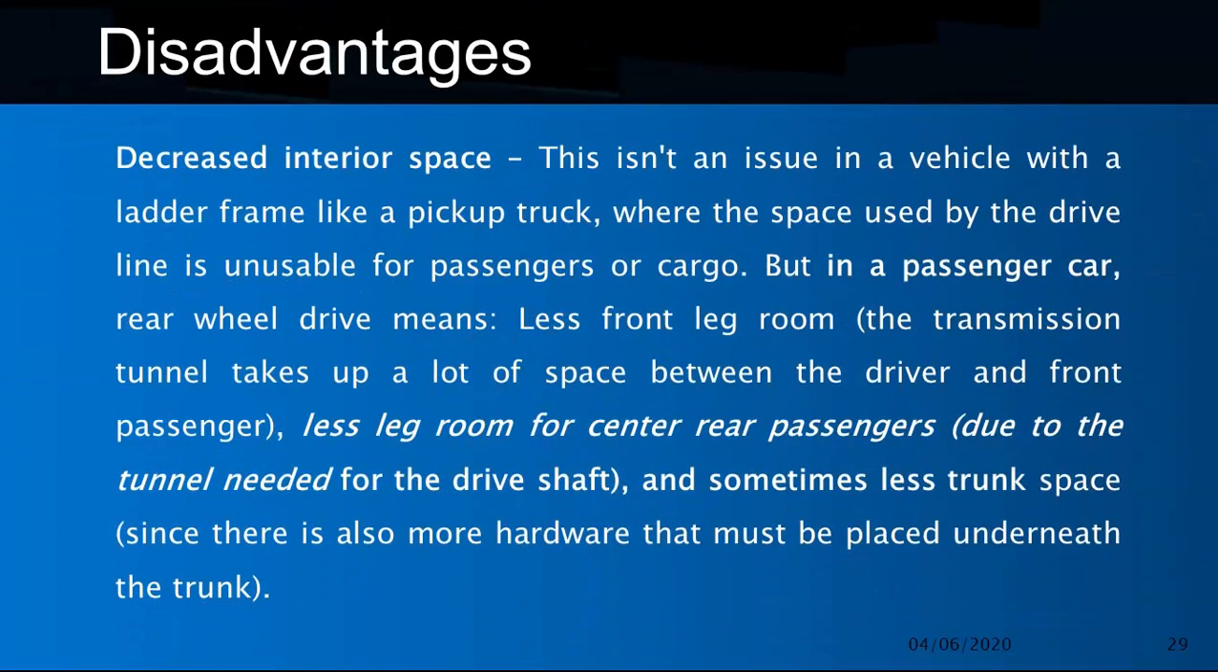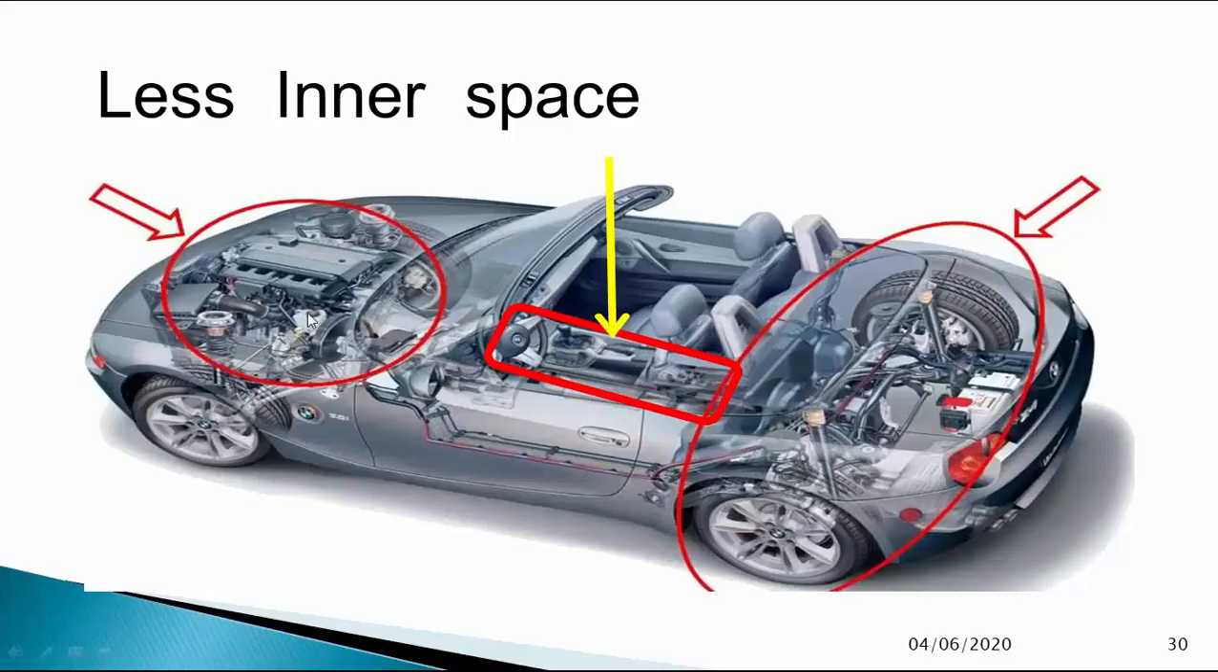Disadvantages: decreased interior space. In a passenger vehicle, rear wheel drive means less front leg room. The transmission tunnel takes up a lot of space between the driver and front passenger. Less leg room for center rear passenger due to the tunnel needed for the drive shaft, and sometimes less trunk space since there is also more hardware that must be placed underneath the trunk. You can see the screen, very little inner space for the passengers. So this is the major disadvantage, less interior space.